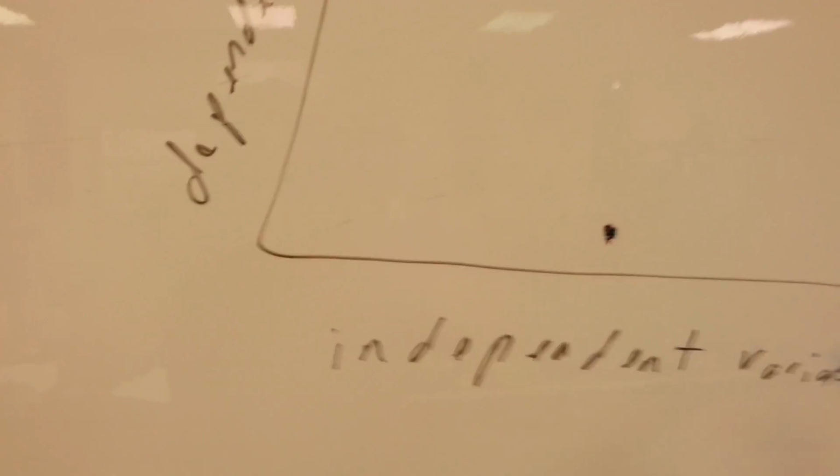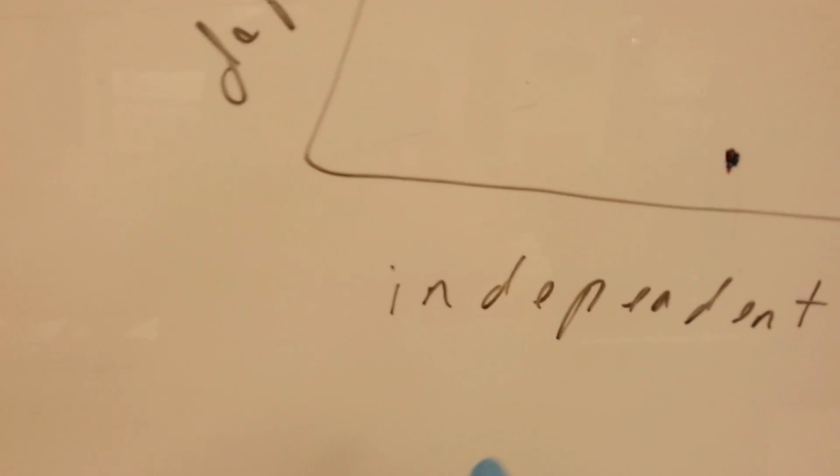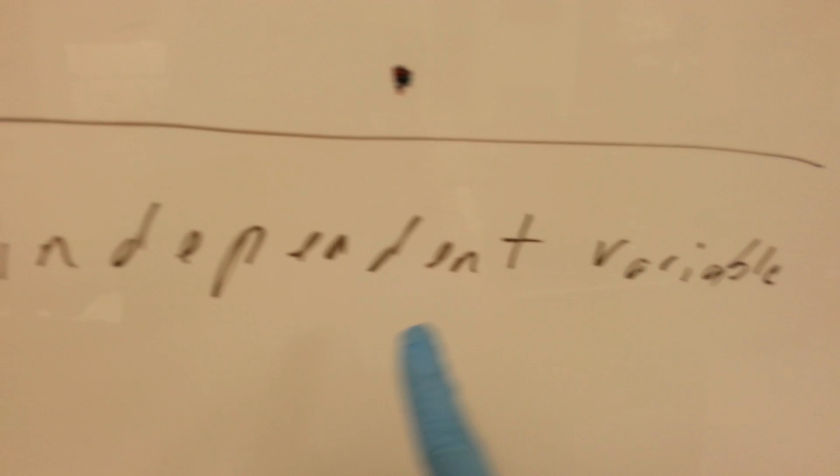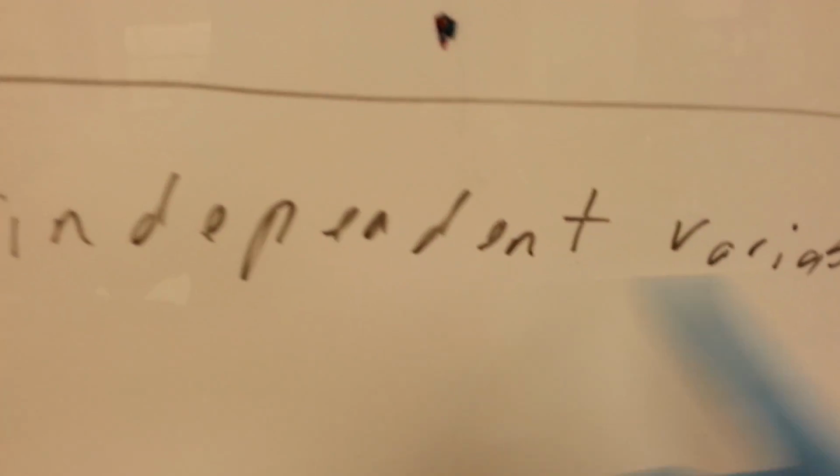Of course, this is a lousy graph, but anyway, your dependent variable always goes on your y-axis. That's very important, because you'll be asked to graph things in your science classes.